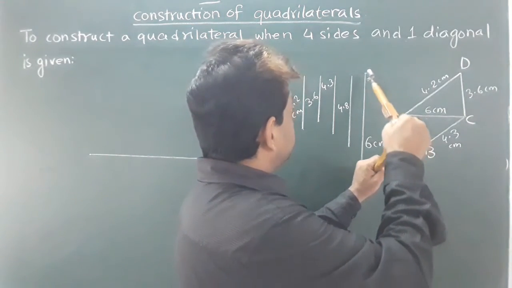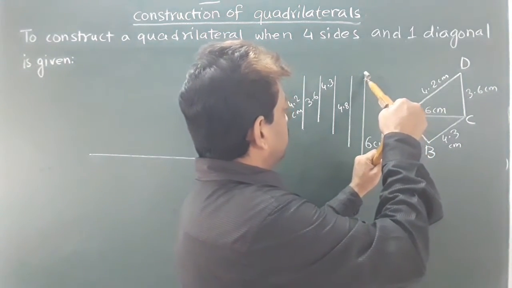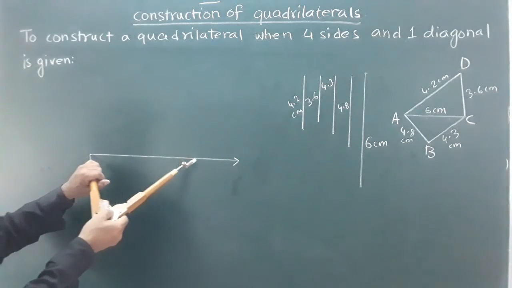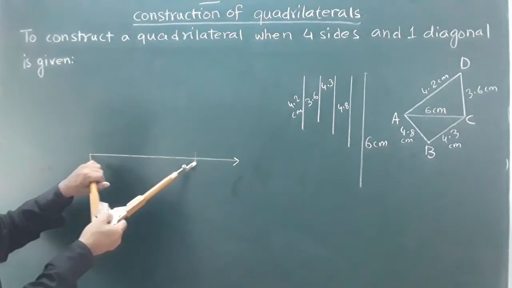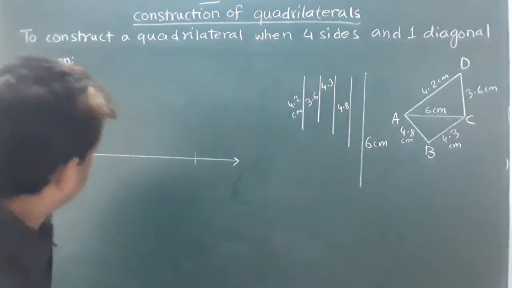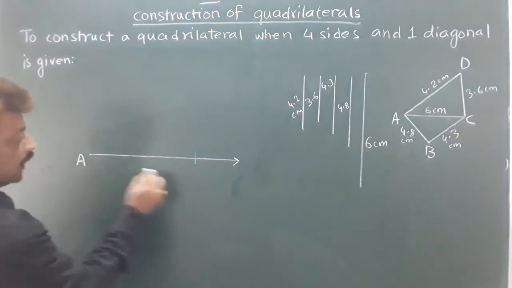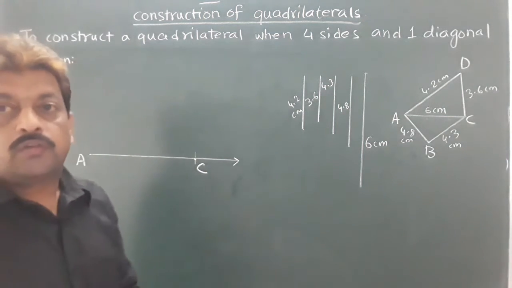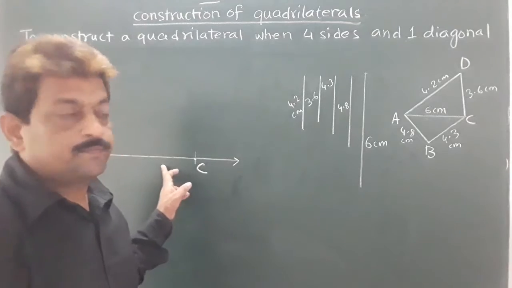With the help of the compass, take this measurement AC equals 6 centimeter. Place the compass here at A and cut 6 centimeter. This is C. So this is A and this point of intersection is C. That means I have got the diagonal AC.